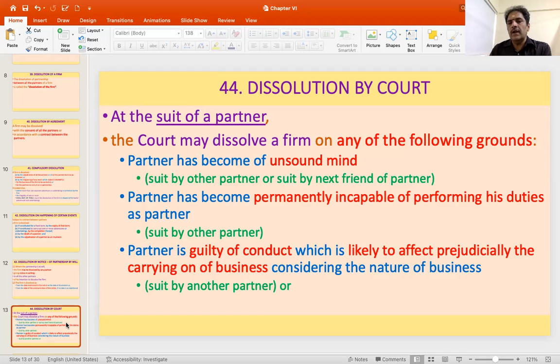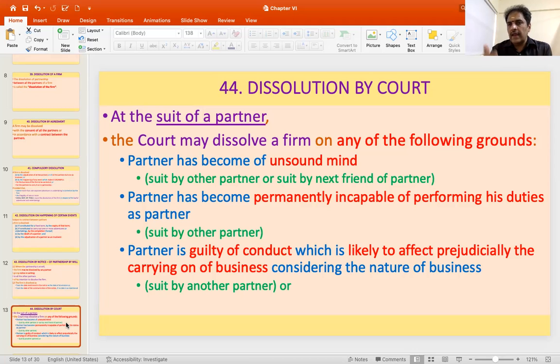Suppose I am doing money lending business, or any trading business. Someone goes to the bank and tells them not to honor the cheques of this particular partner firm. One of the partners himself goes and tells that. Or he goes to another person and says, don't give him credit because these fellows are all bad.